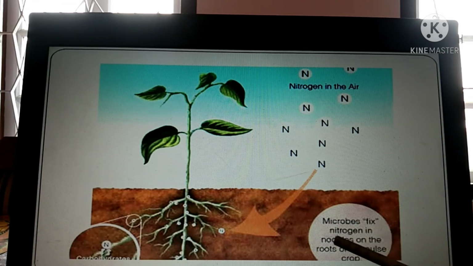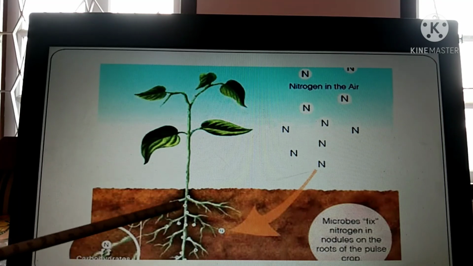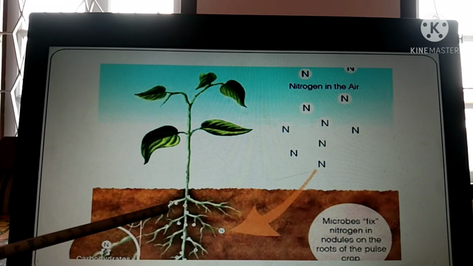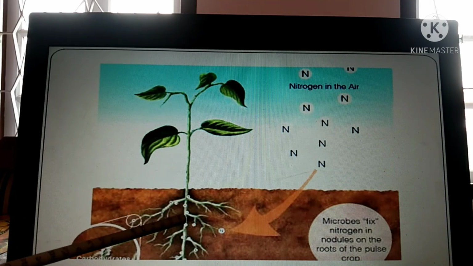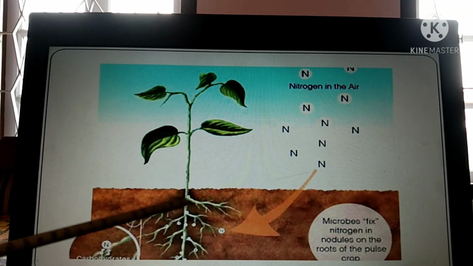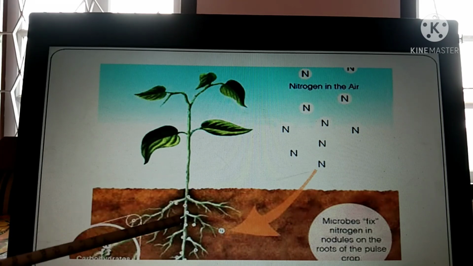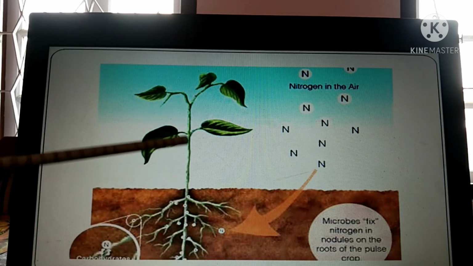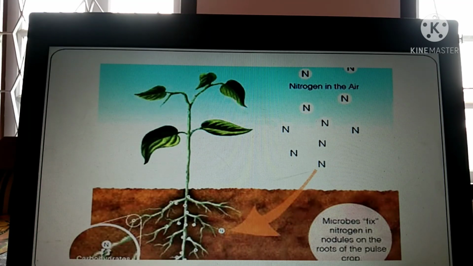Here it is written, microbes fix the nitrogen in the nodules on the roots of the pulse crop. Nodules are small, round structures present in the roots. You can see certain round structures here. These are called nodules. You can say these are the homes of the bacteria. Bacteria live in these nodules. The nitrogen will be fixed by the bacteria, which convert it into usable form and release it into the soil, and the plant will take up the nitrogen along with the water. In that way, nitrogen can be taken up by the plants. This process is called nitrogen fixation.